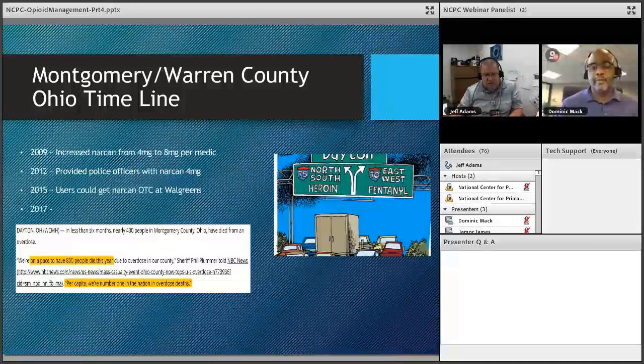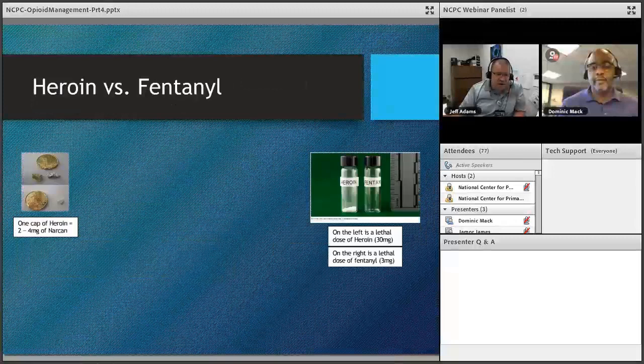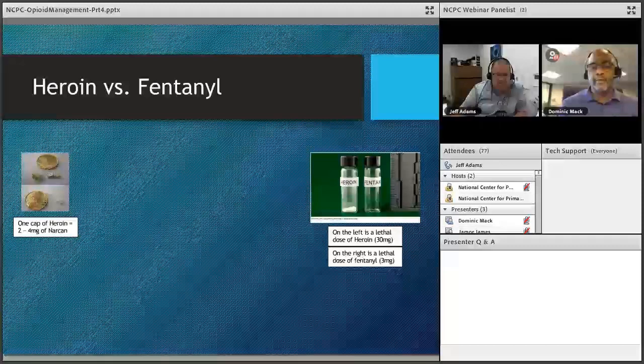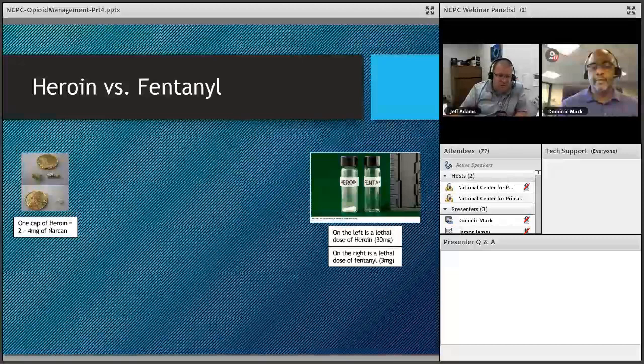Most of the time, you're looking at a minimum of 4 milligrams to get somebody back. When you look at the heroin and fentanyl side by side, on the left-hand side here, this is what we've always referred to as a cap of heroin. And it's about 2 to 4 milligrams of Narcan. You could normally get a person back with that.